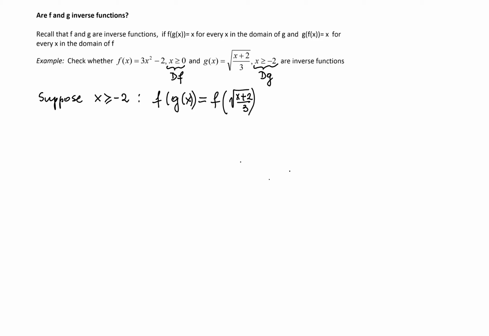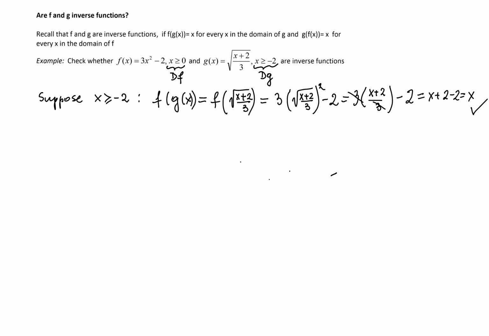And to compute that composition, we substitute every x in the formula for f with the square root of x plus 2 over 3. So we'll have 3 times that square root squared minus 2. The square root will disappear and we'll be left only with the expression inside the radical. So we'll have 3 times x plus 2 over 3. 3 will now cancel and we'll end up with x plus 2 minus 2, which is x. And that's what we should get.